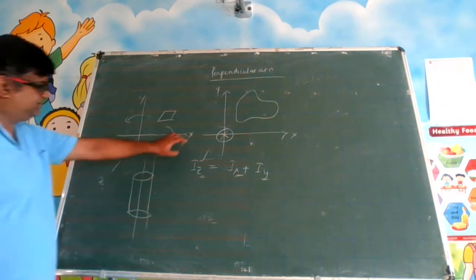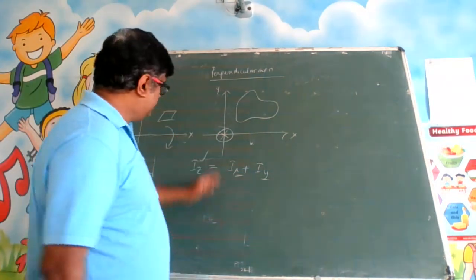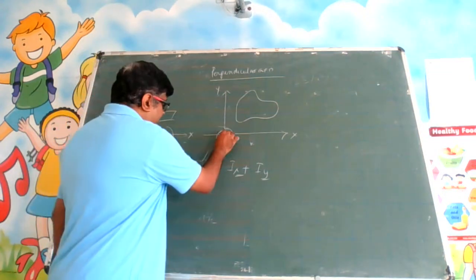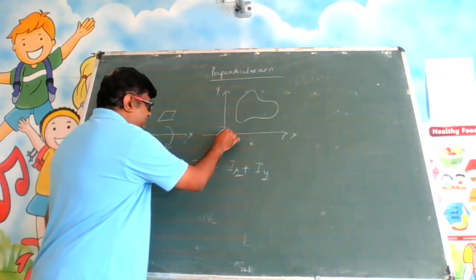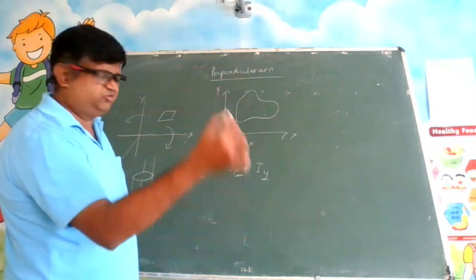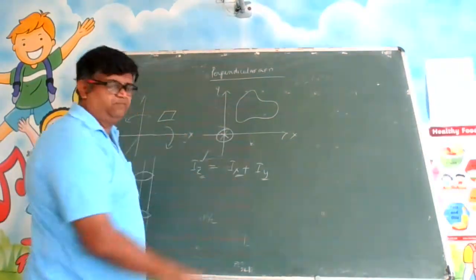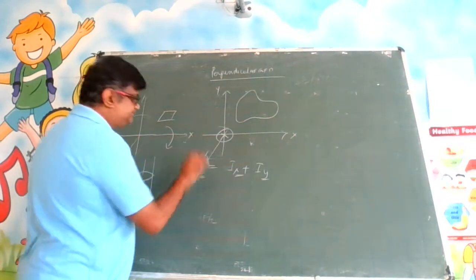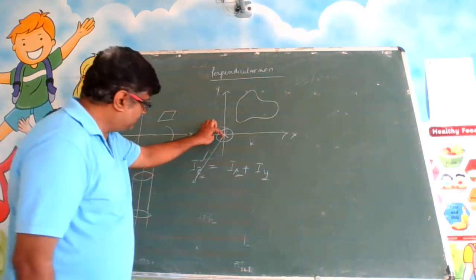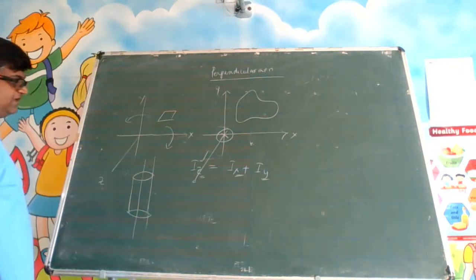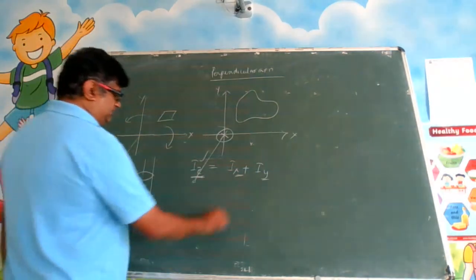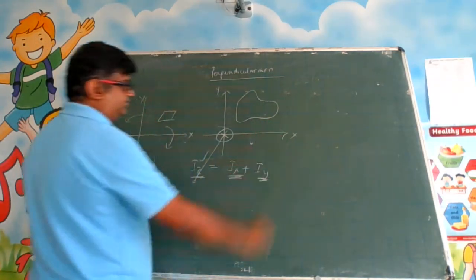Concurrent means passing through the same point. The x axis and y axis are both perpendicular and they are concurrent at this point. And this z is perpendicular to the board, towards you. Since we cannot show it on a 2D board, we are writing it like this, but it does not mean it is in the plane of the board. It is perpendicular to the board. It is three-dimensional. So Iz can be found by simply adding Ix and Iy.